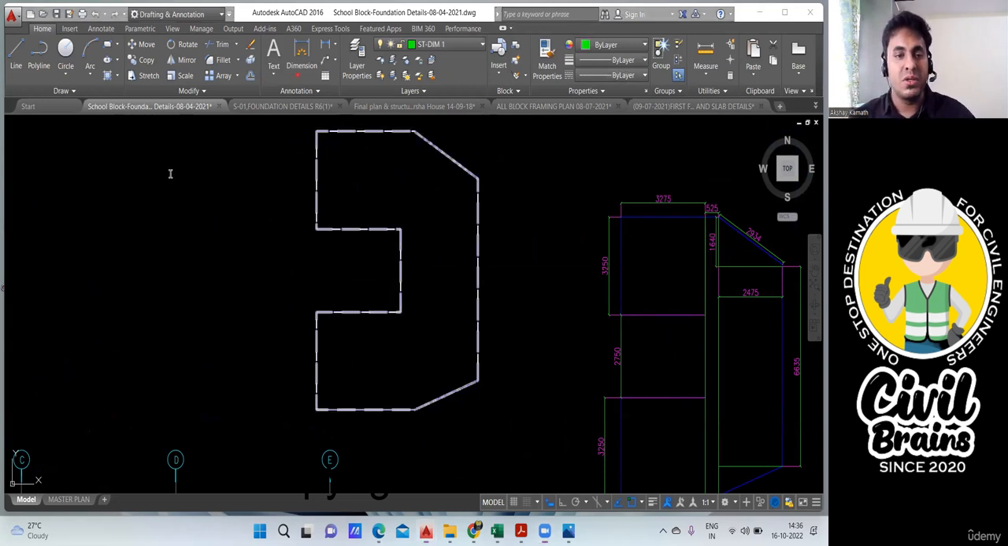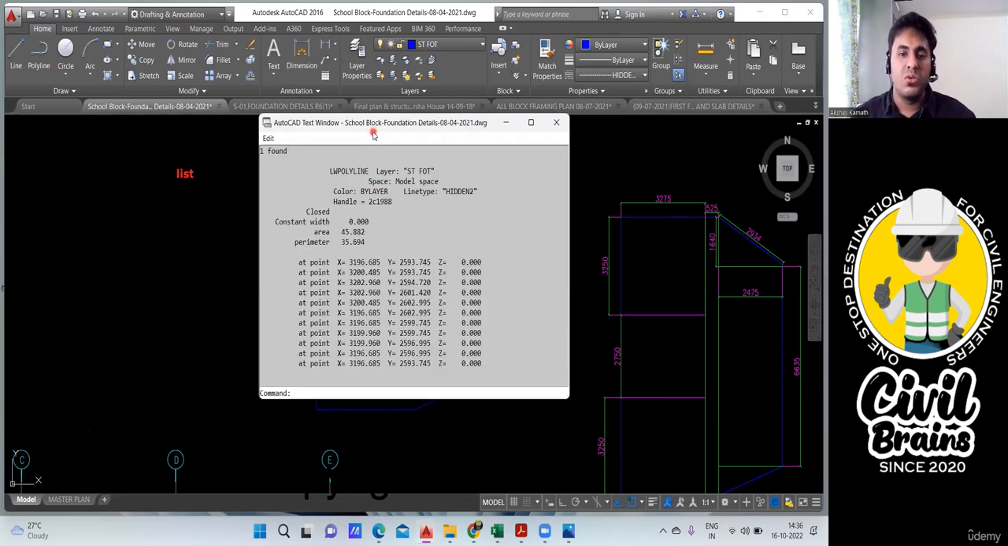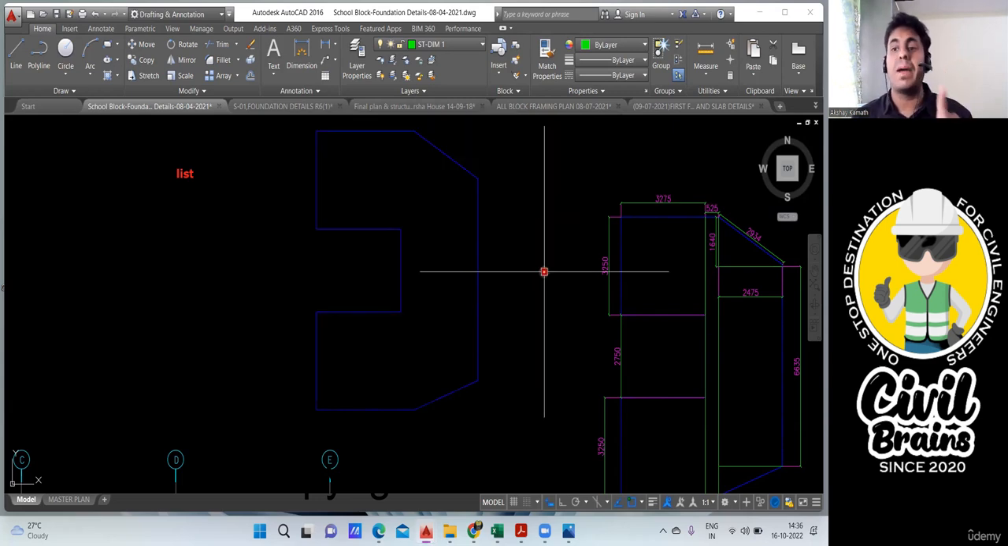I'll write it here first. The command is list. So what you'll do, you'll select this, write list and hit the enter button. The moment you do that, you will get the area of that particular footing. The area is 45.882 and the perimeter is 35.694. So directly you'll get the answer. But I'll teach you how it has to be done manually also.